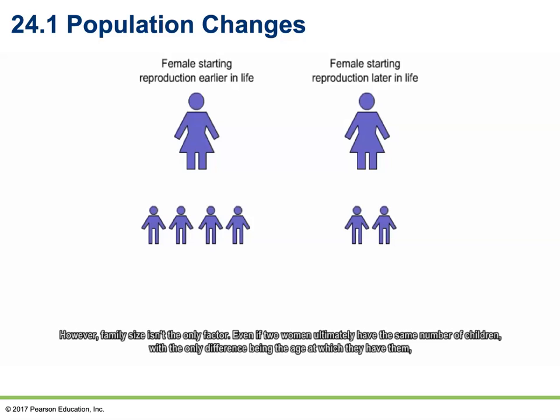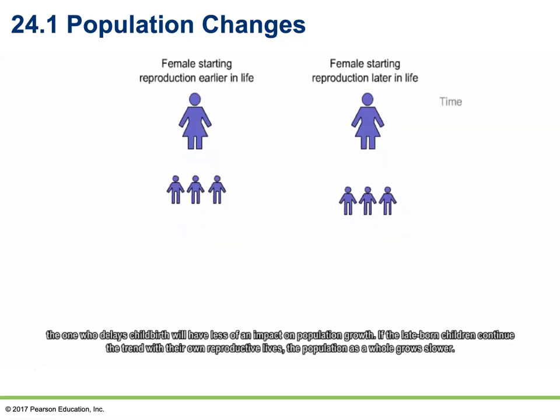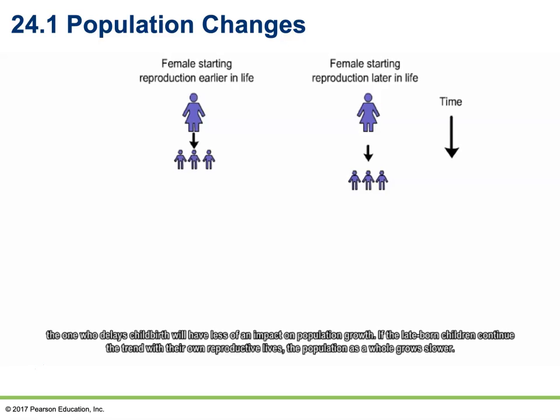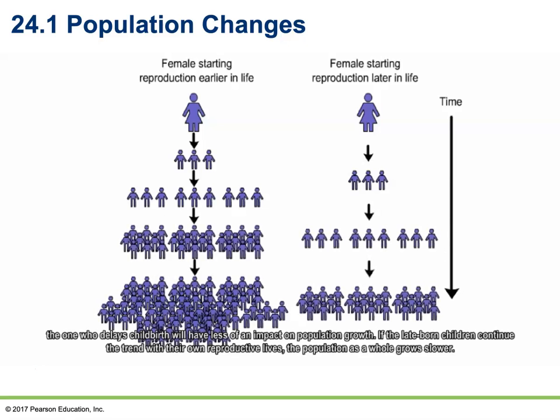However, family size isn't the only factor. Even if two women ultimately have the same number of children, with the only difference being the age at which they have them, the one who delays childbirth will have less of an impact on population growth. If the late-born children continue to trend with their own reproductive lives, the population as a whole grows slower.